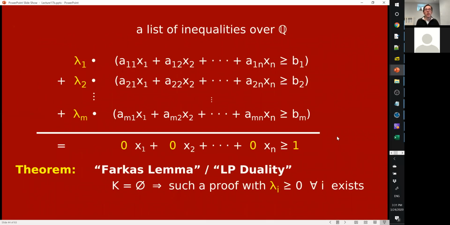Okay, so why is this question of finding the lambdas, certifying unsatisfiability of K, itself a linear program? Well, let's just look back at the Farkas Lemma, which is here. This is our input data, these inequalities involving the x's and the a's. And the Farkas Lemma says that if K is the empty set, if these are unsatisfiable, there are these non-negative lambdas, which when you multiply them against the inequalities and add everything up, you get 0 greater than or equal to 1.